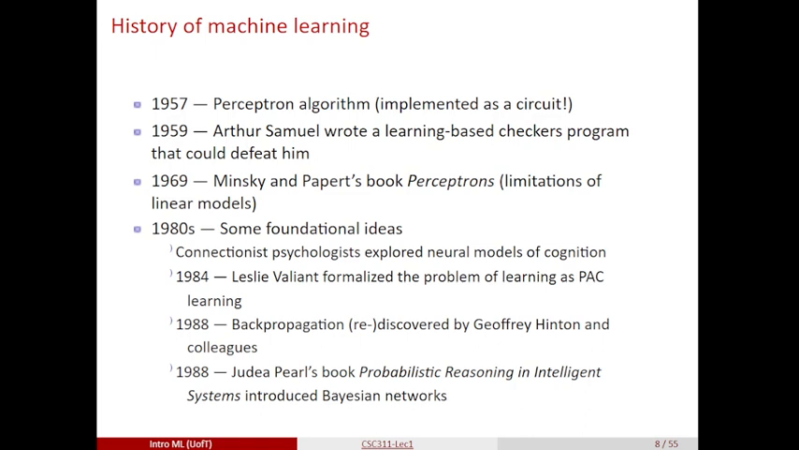In the 1980s, there were some foundational ideas that led to a wider understanding of machine learning. Connectionist psychologists explored neural models of cognition. In 1984, Leslie Valiant formalized the problem of learning as PAC learning. In 1986, backpropagation was rediscovered by Geoffrey Hinton and colleagues. In 1988, Judea Pearl's book, Probabilistic Reasoning in Intelligent Systems, introduced Bayesian networks.